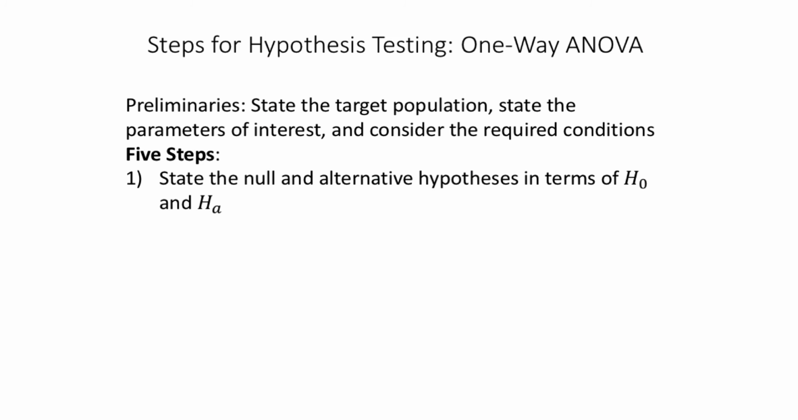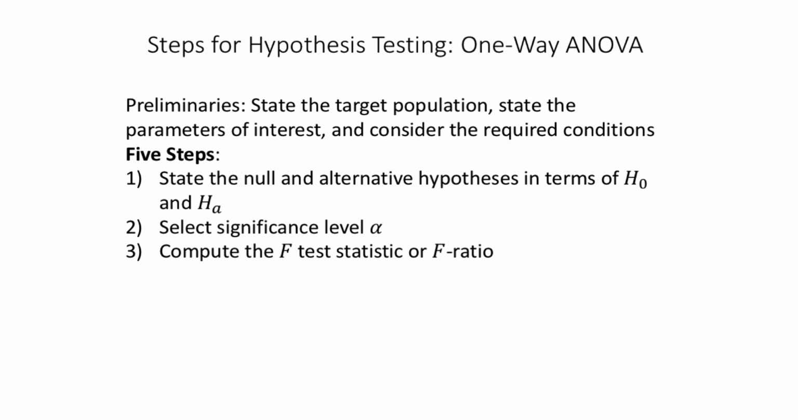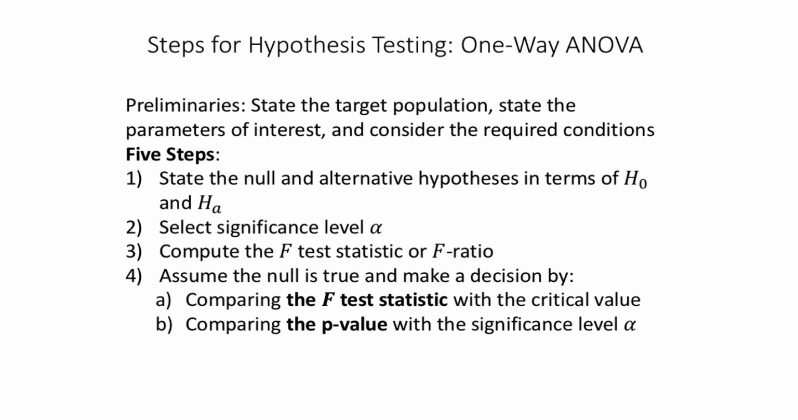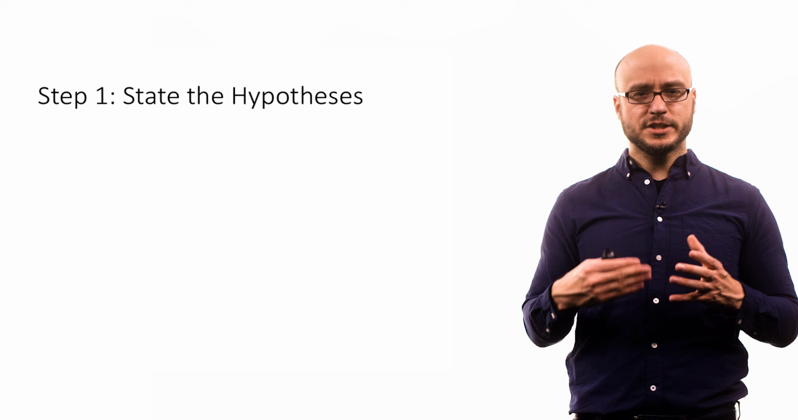You state the null and alternative in terms of H naught and H alpha. You select a significance level, alpha, as usual. Then you compute the F test statistic, or the F ratio, which is the mean square between divided by the mean square within. For step 4, you assume that null to be true. You assume that all these population means are equal. And then you make a decision by either comparing the F test statistic with a critical value, or you calculate the probability or p-value, and you compare that p-value with the significance level alpha. And then, of course, you state your conclusion. So let's go through these steps.